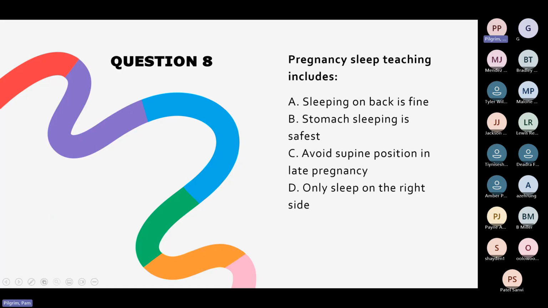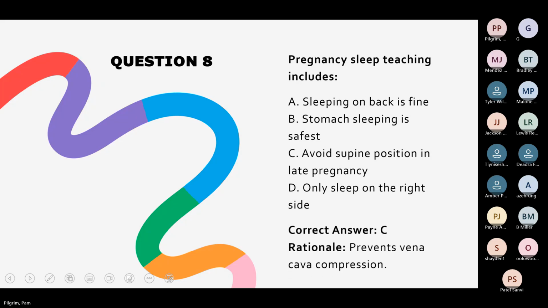Pregnancy sleep teaching includes what? Which of these items is something you would teach a pregnant woman? And the answer is C. And that is because it prevents vena cava compression. So you don't want a pregnant woman to lay flat on their back.